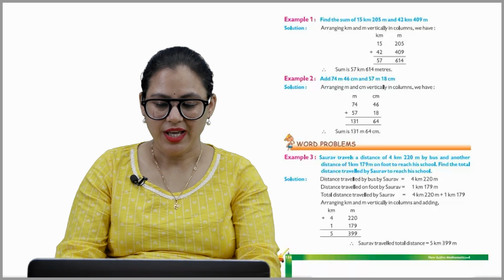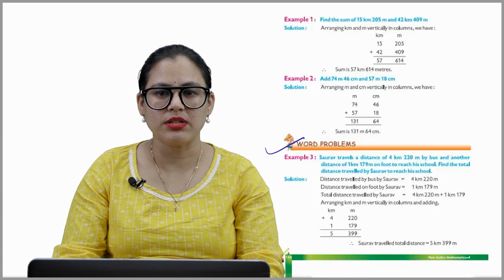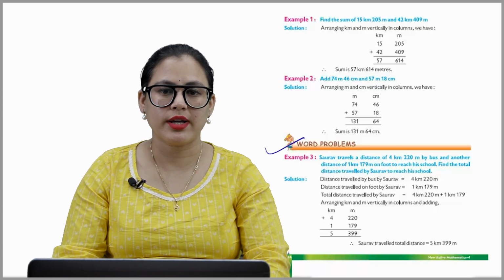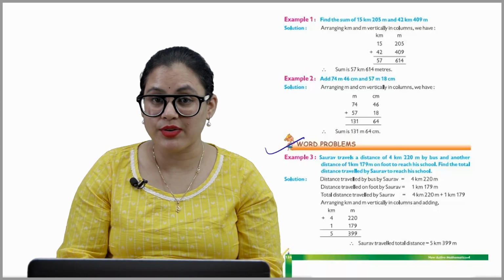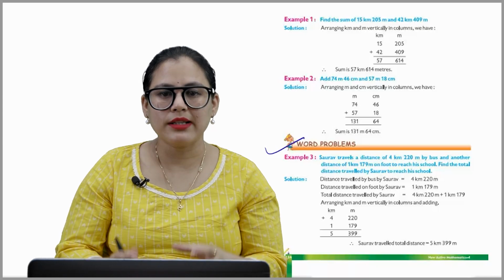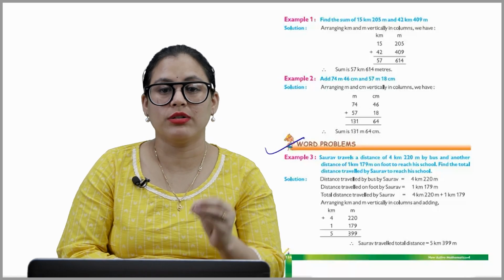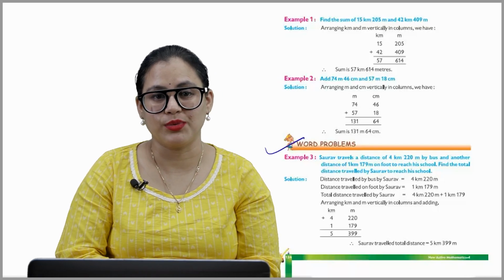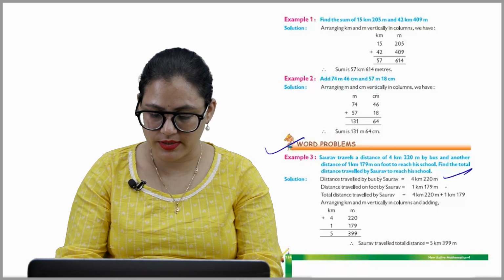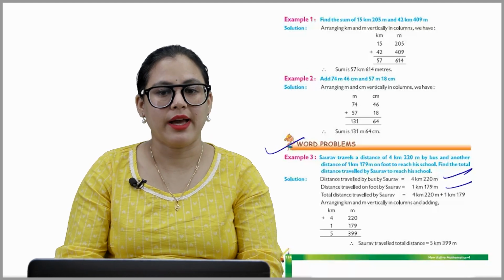Okay. Word problems. Example 3. Saurav travels a distance of 4 km 220 meter by bus and another distance of 1 km 179 meter on foot to reach his school. Find the total distance traveled by Saurav to reach his school. So what we have to do is add the distances, because we need to find the total distance which Saurav traveled to reach his school. Okay. So distance traveled by Saurav by bus is this, distance traveled on foot is this. Now we'll make two columns, one for meter, one for kilometer, and then we'll add.